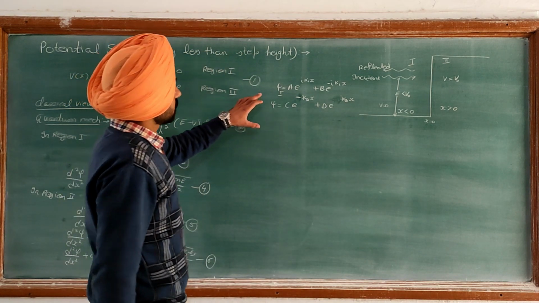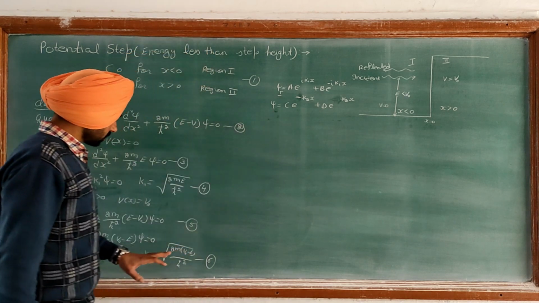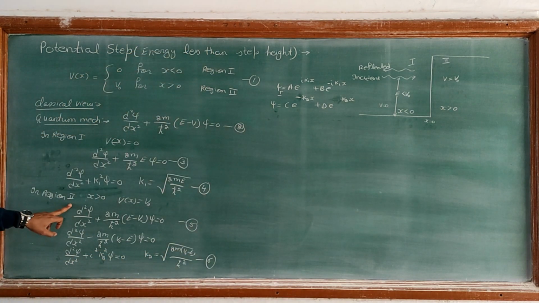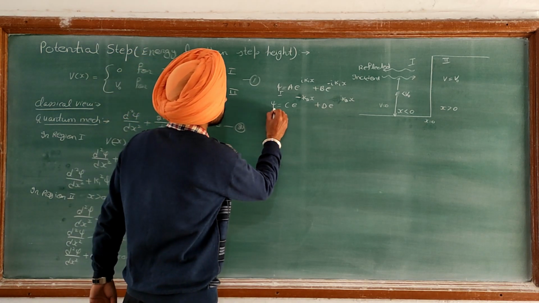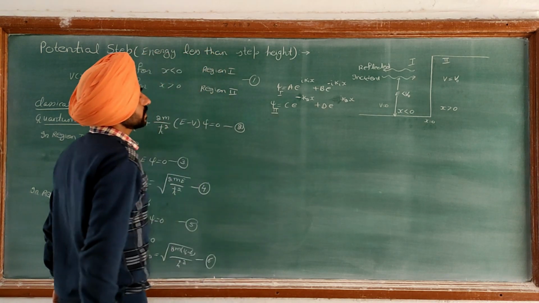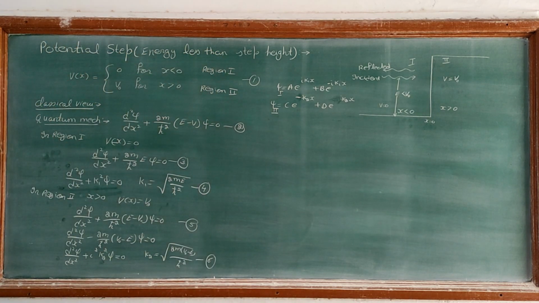So this is the solution in region 2. I will represent it as psi 2. Now we have the wave function of the particle in region 1 and in region 2, and we denote these wave functions with the help of psi 1 and psi 2. Now we have A, B, C and D, 4 arbitrary constants. So we will determine these 4 constants.